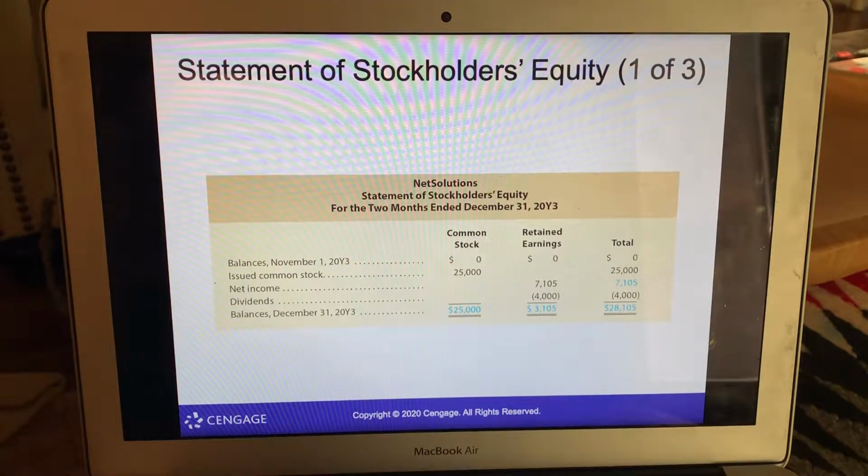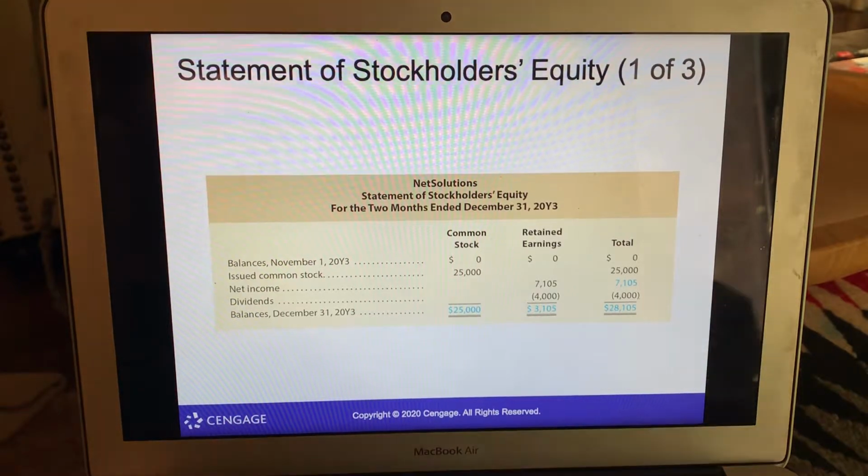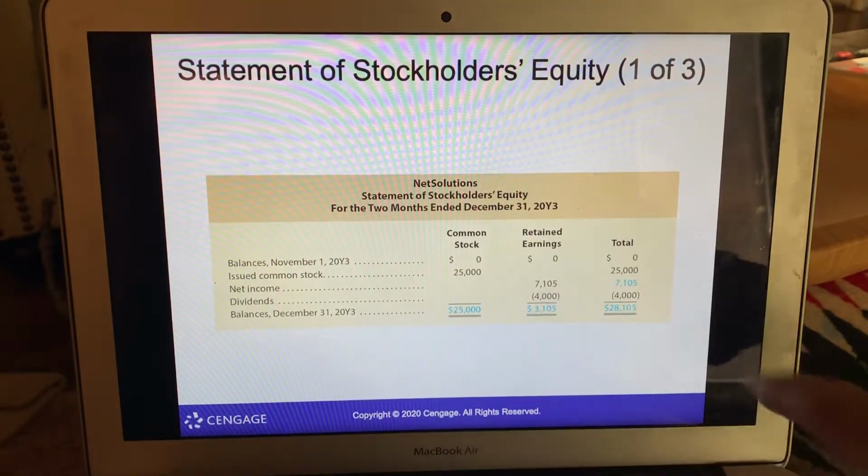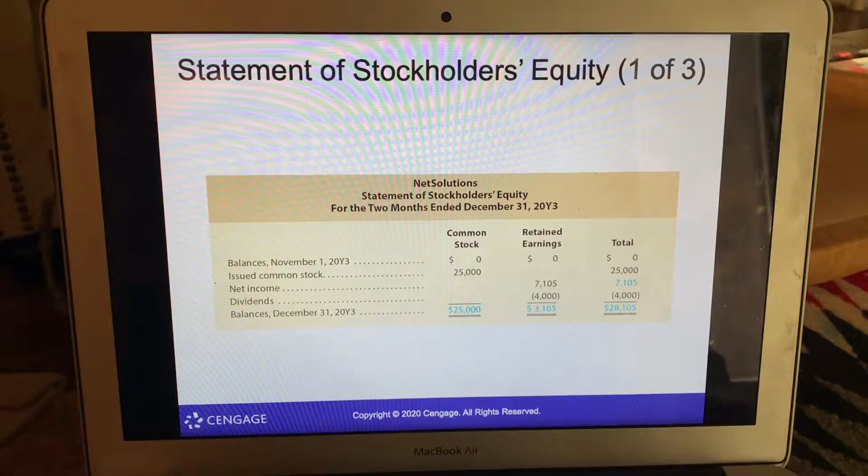So statement of stockholders' equity, there's common stock and there's also retained earnings, and then that closes out. Again, our net income is brought in right here, and these numbers will close out to the balance sheet.